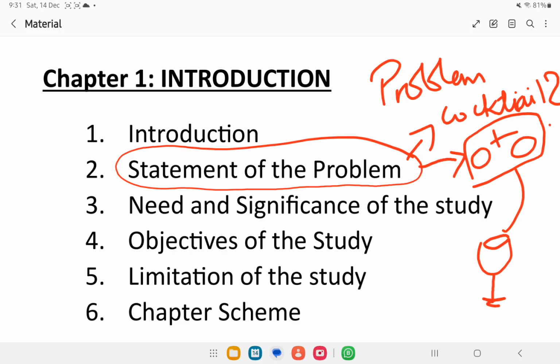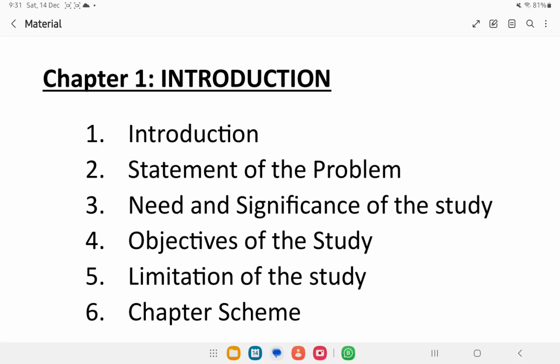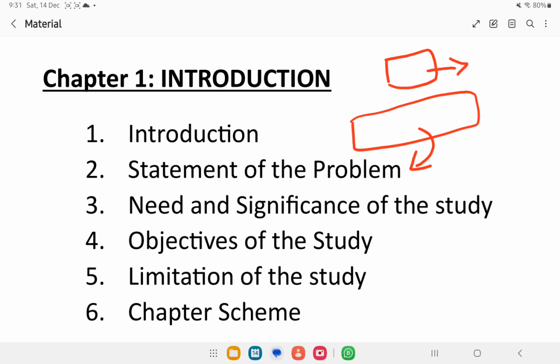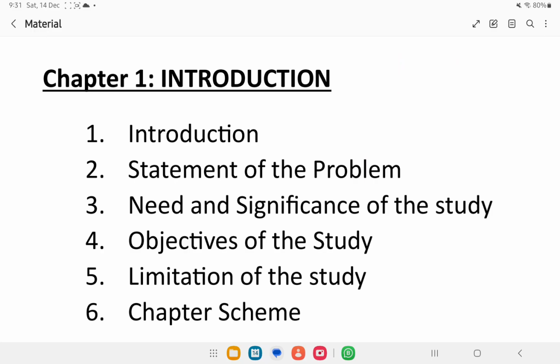So whatever may be the title of your study, you will have a problem that you are addressing. Find that problem and state that in a sentence. That is the purpose of the statement of the problem. You should give at least one paragraph, and that paragraph should contain one sentence that perfectly states the problem that you are going to address through your study.